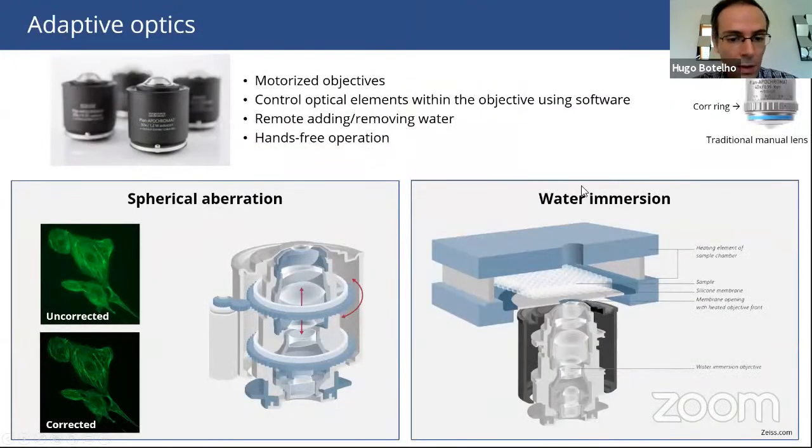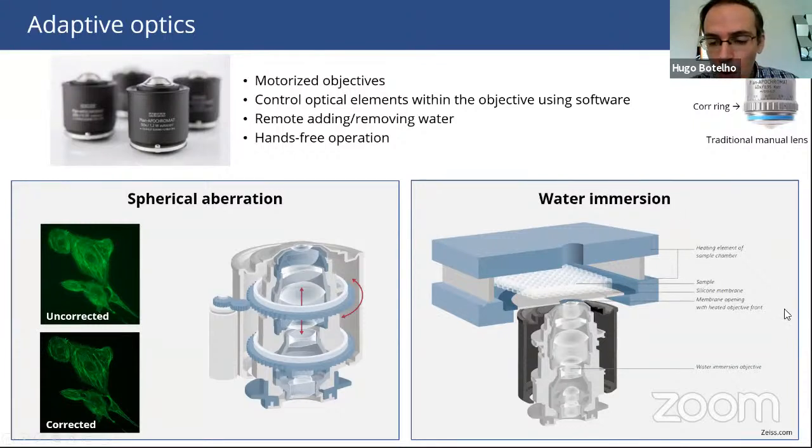This is the system which has these, as I told you, these objectives with adaptive optics. So in this casing for the objective, you have remotely controlled gears which can adjust for the correction for the thickness of the bottom of your plate, in much the same way as you would adjust the correction ring in a manual lens.